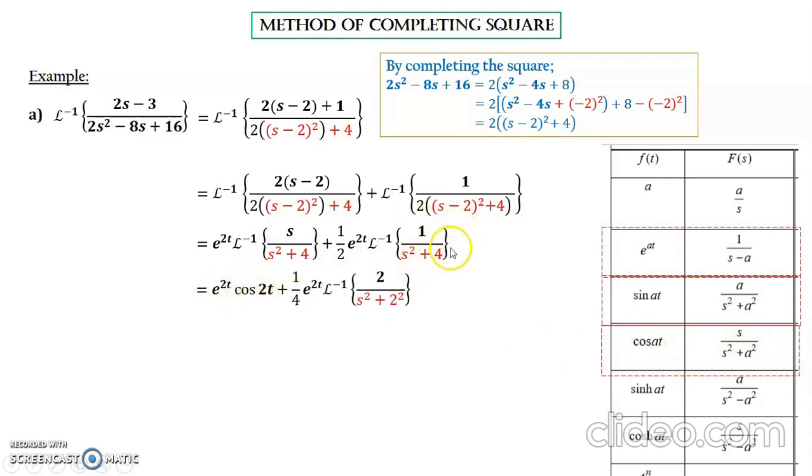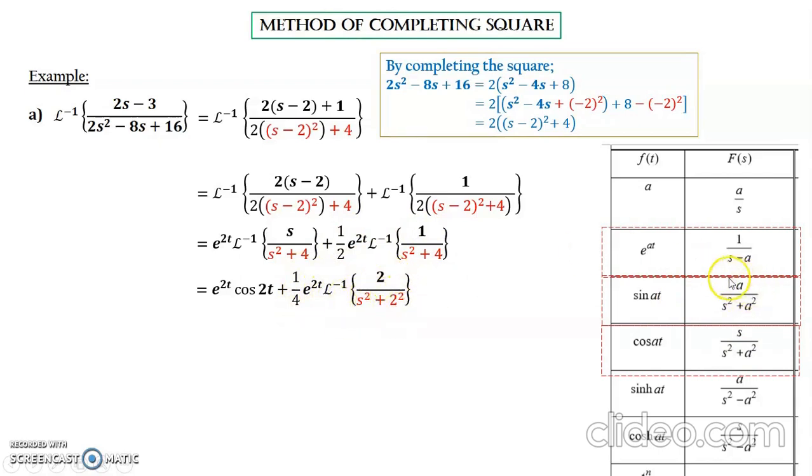Okay, dekat sebelah sini pula kita ada 1 per s kuasa 2 tambah a kuasa 2. But here, kita ada a. Okay, so dekat sini you ada 1. So, a adalah 2. So, apa you boleh buat? You boleh bawa 2 keluar. So, 1 per 2 multiply with 1 per 2, you dapat 1 per 4. Eksponen 2t, inverse Laplace transform, 2 per s kuasa 2 tambah 2 kuasa 2.